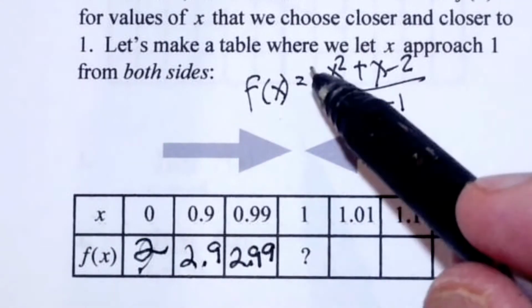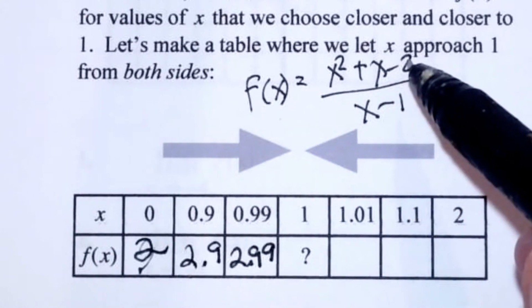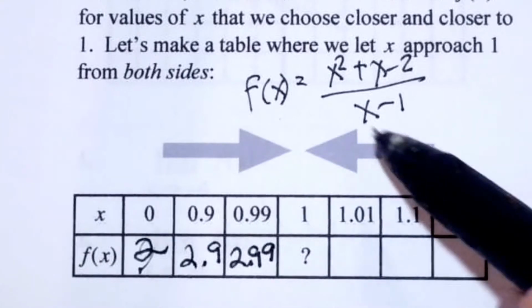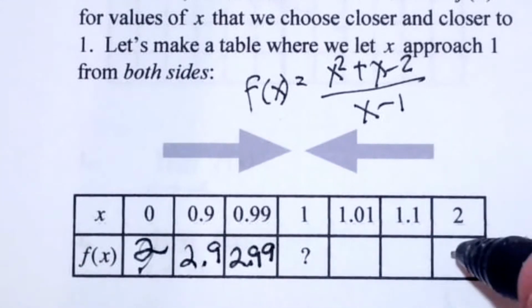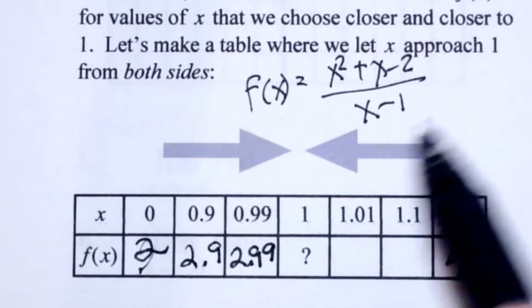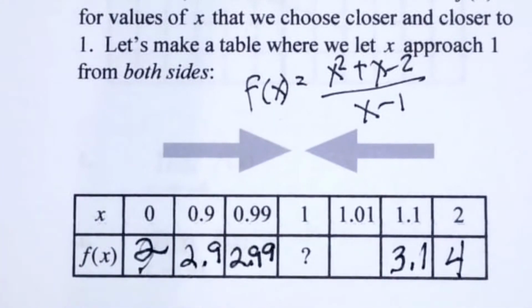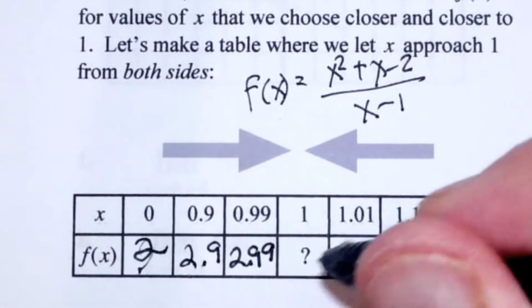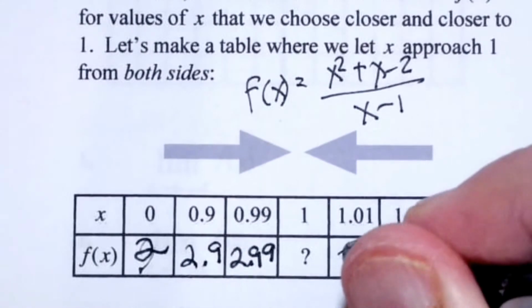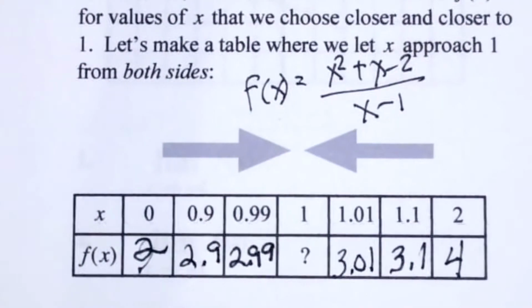If you plug in 2 for x, you're going to get 4 plus 2 minus 2 is 4, and then that's divided by 2 minus 1, or 1. That's going to be 4. If you substitute in 1.1 for x, it turns out that you get 3.1. Now, I've already determined these values ahead of time, so as to save a little bit of time. And when you substitute in 1.01, you get a value of 3.01 out of the function.